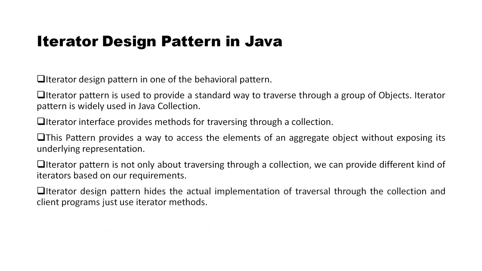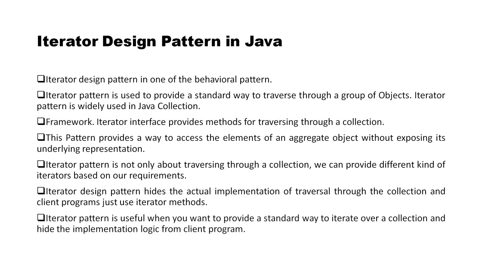Iterator design pattern hides the actual implementation of traversal through the collection, and client programs just use the iterator interface. So the actual implementation is hidden from the client. The client only knows how to use the iterator. Now iterator pattern is useful when we want to provide a standard way to iterate over a collection and hide the implementation logic from the client, right? So this is all about the iterator design pattern.